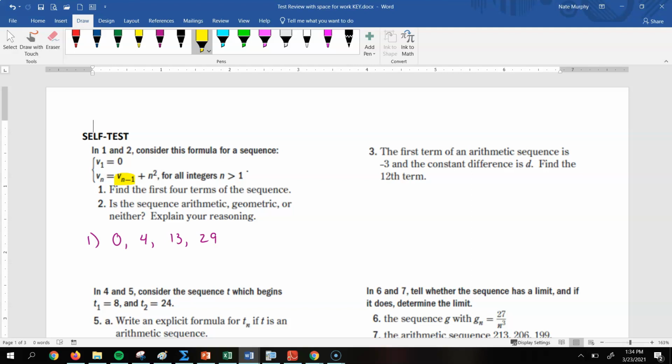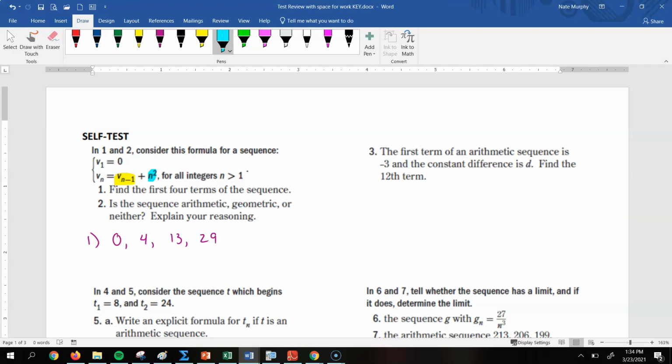So then to find our third term n would be 3. So we would square the 3, so 3 squared would be 9, plus the previous term. So 9 plus 4 would be 13. And then to find the fourth term in the sequence, we would square 4. So 4 squared would be 16. And 16 plus the previous term, well, the previous term is 13. So 16 plus 13 would be 29. So those are the first 4 terms of the sequence.